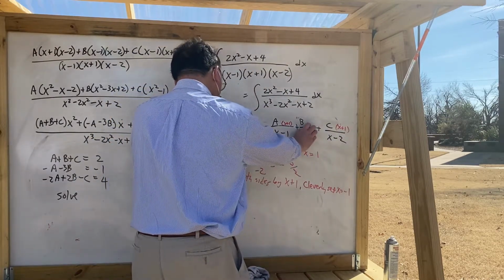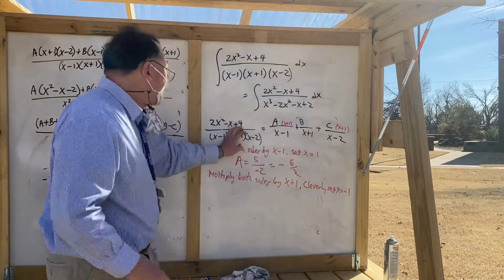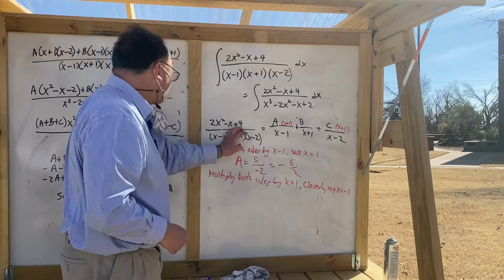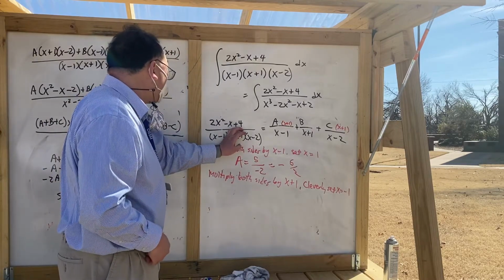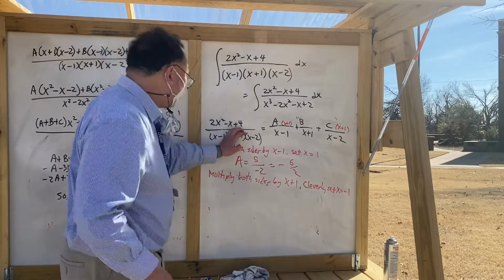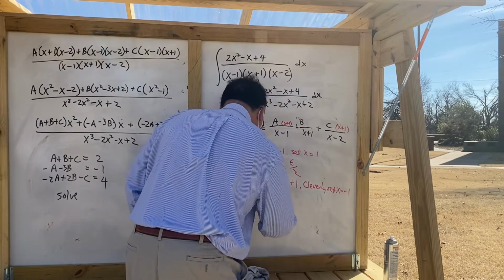All right. So I multiply both sides by x plus 1. I get b is equal to. Now I'm going to plug in negative 1. So negative 1 squared is 1. 2 times 1 is 2. Then a negative 1, that's plus 1. So that's 3 plus 4 is 7. So I'm going to get b is equal to 7 over.